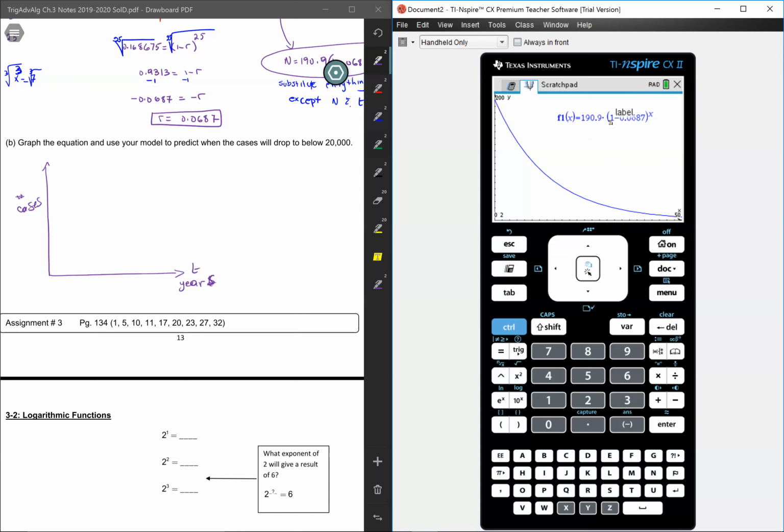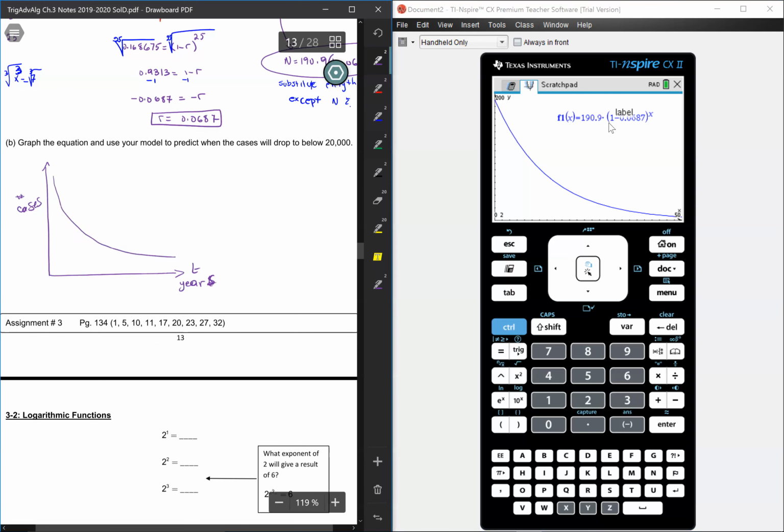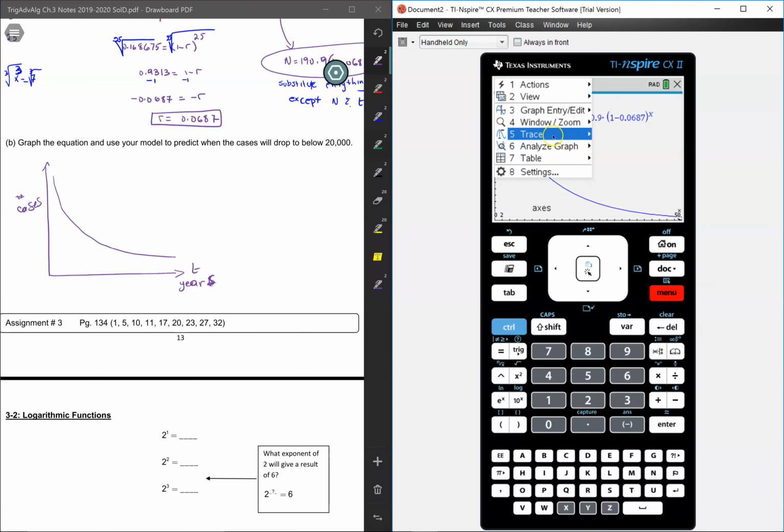Yeah, you try to copy it, but also it says to predict when the cases will drop below 20,000. So it looks like this. And so when you trace here, menu, before, you were only seeing from like negative 10 to 10. You were only seeing this part of the window. Because that's how your setting is on the calculator. It only shows from negative 10 to 10. You have to expand it.